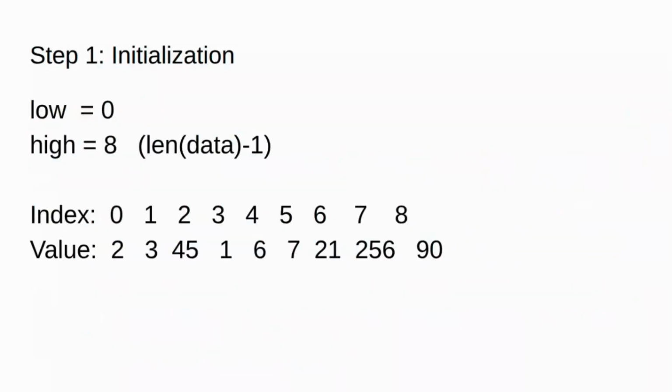So the first step is we initialize. Low is the start index, which is 0. And high is the end index, which is the length of the dataset minus 1, because, remember, indexing always begins at 0 in computers. The value is going to be what you obtain from indexing the dataset.